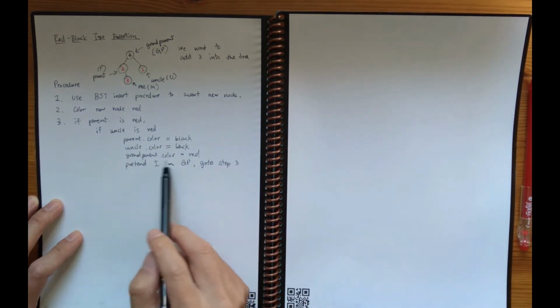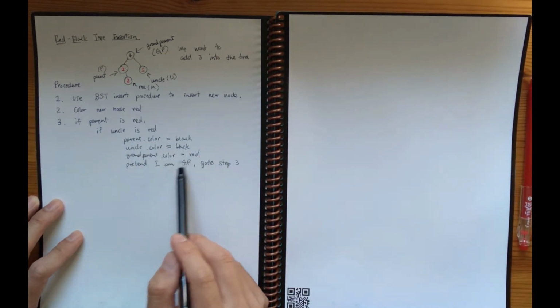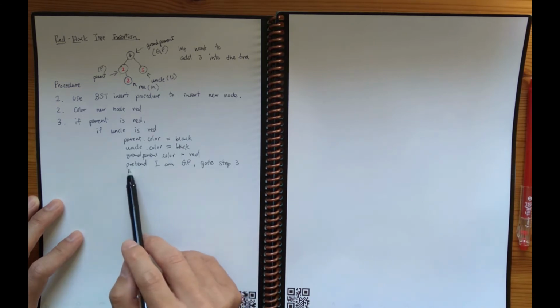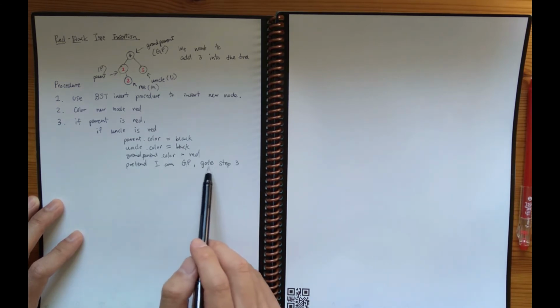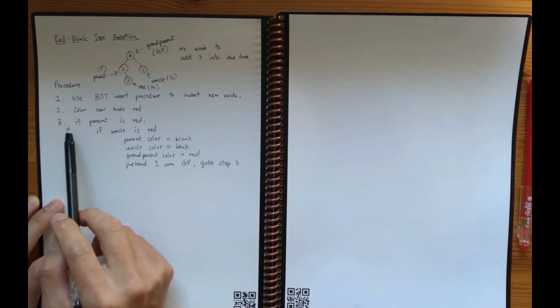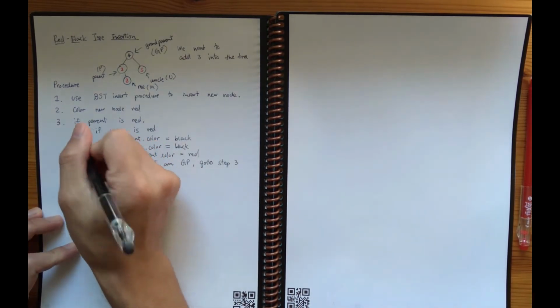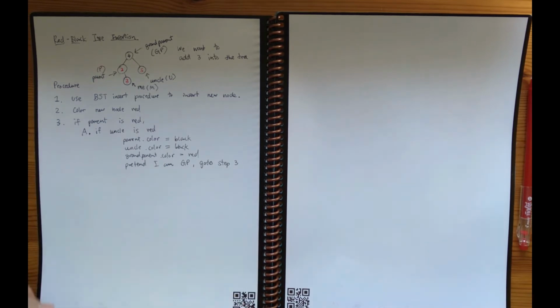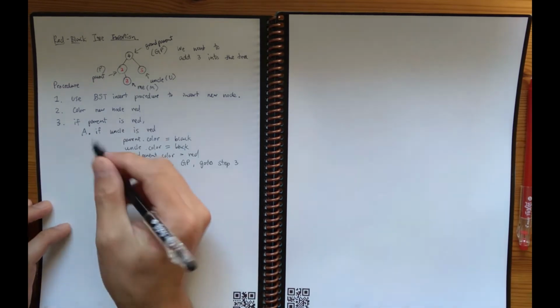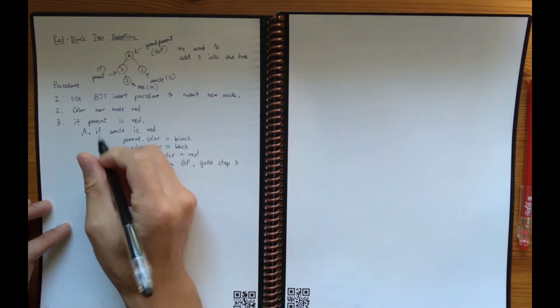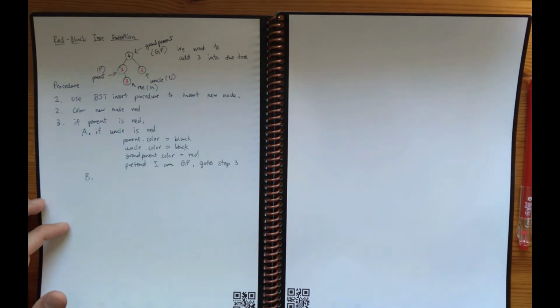So I colored my grandparents' color to be red, and I'm going back. I'm pretending that I am my grandparent now, and I'm going back to step 3 to use the same logic to treat the grandparent. I'll call this case A. That's actually the more simple case. Case B is more complex because case B actually splits up into 4 separate cases.